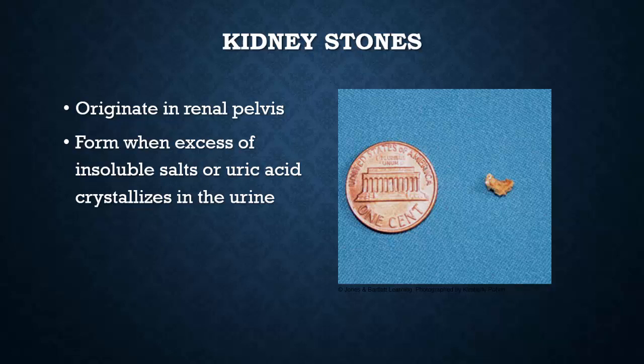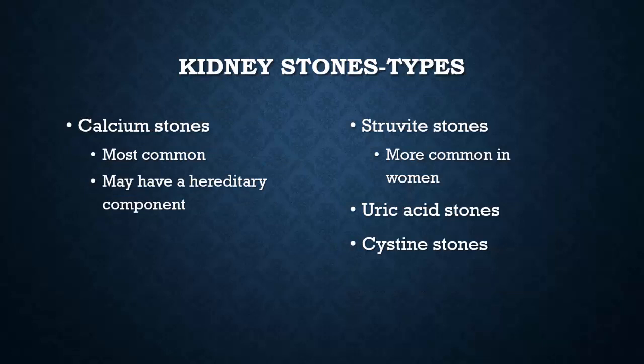There's a couple of types of kidney stones, which include calcium stones. They are the most common: calcium oxalate and calcium phosphate stones. They also may have a hereditary component as well. They may form when the concentration of calcium oxalate or phosphate becomes too high in the urine.